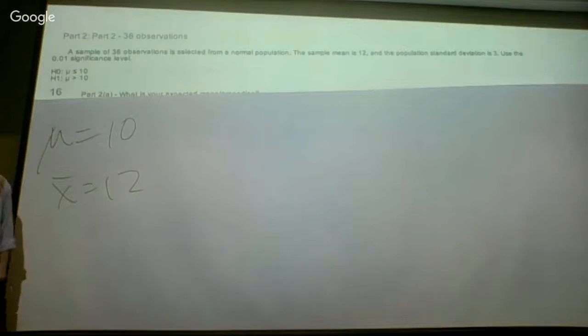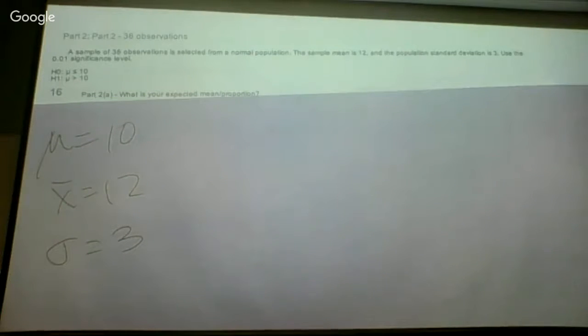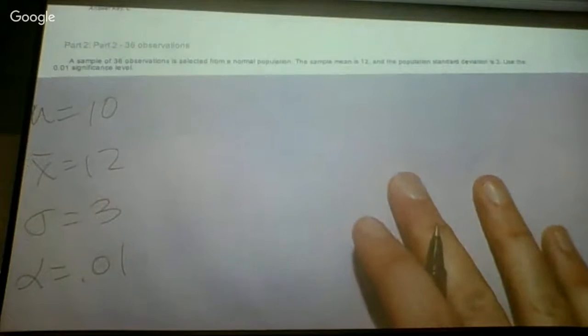The sample mean is 12. Yes, X bar is 12. The population standard deviation, sigma, is 3. Alpha is 0.01. I forgot my sample size. What's my sample size? 36. Ooh, I like that number.